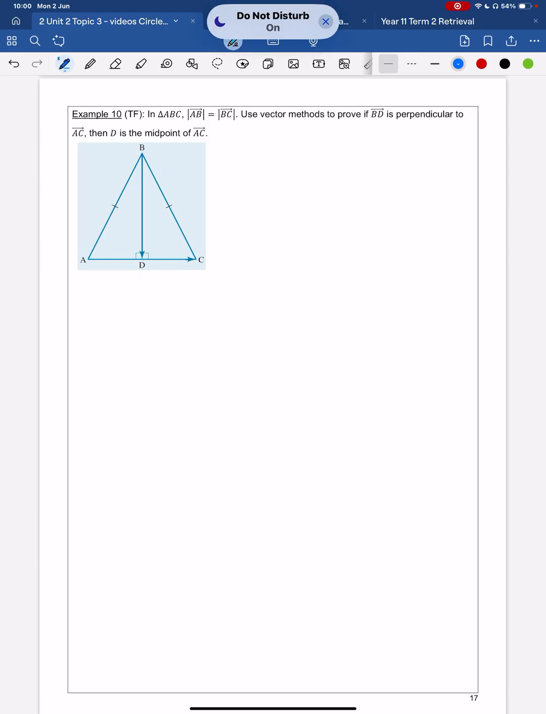Example 10. In triangle ABC, we're given that the magnitude of AB is equal to the magnitude of BC. So it's an isosceles triangle. Use vector methods to prove that if BD is perpendicular to AC, then D is the midpoint of AC.